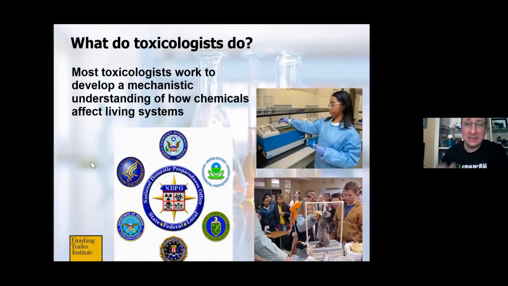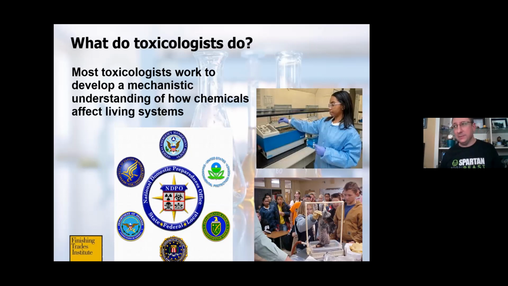So these folks look at studying chemicals and how they harm the body, but they want to develop what we call a mechanistic understanding of how chemicals affect the living system. They don't just want to say toluene is bad for you, or that benzene can cause cancer. They try to figure out exactly how that chemical causes its harmful effects once it gets into the body. So they look at the mechanism of action.